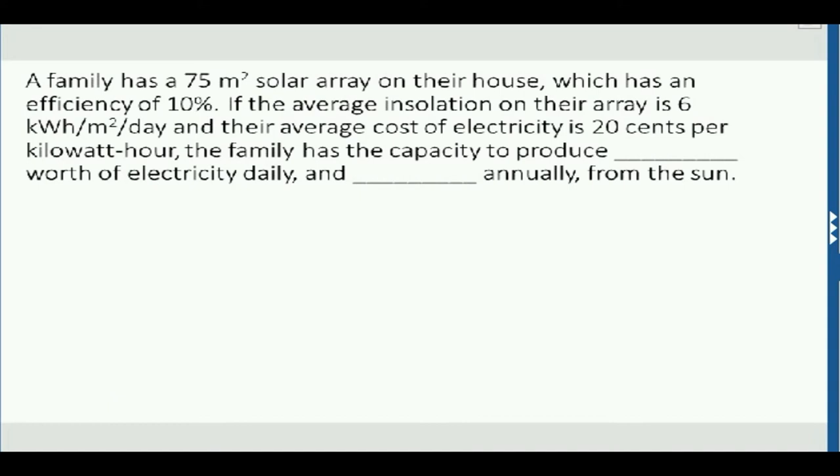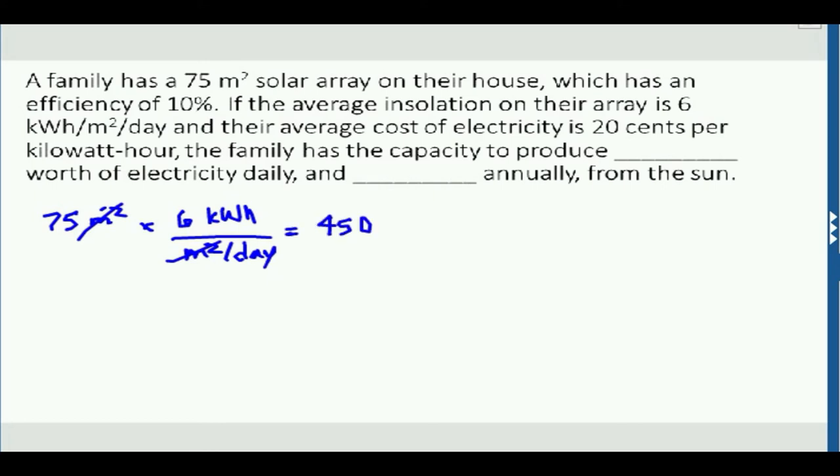This family has a 75 m² solar array on their house. It has an efficiency of 10%. The average insolation on their array is 6 kWh/m² per day, and the average cost of electricity is 20 cents per kilowatt hour. How much electricity can they make a day from the sun? So we have 75 m², and we're going to multiply that by 6 kWh/m² per day. That's going to give us 450 kWh a day.